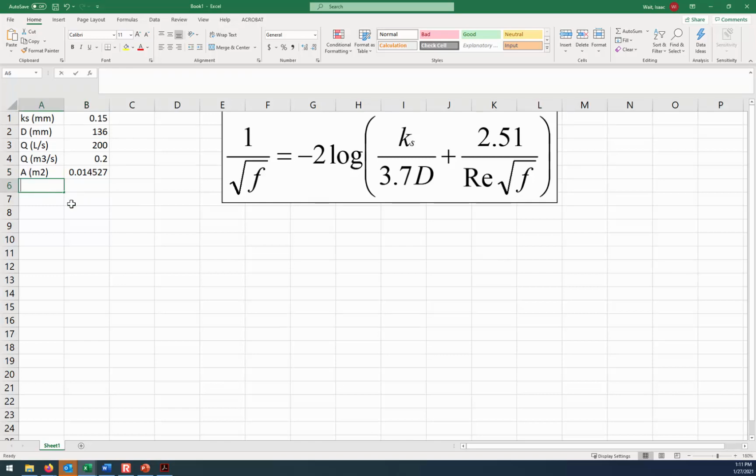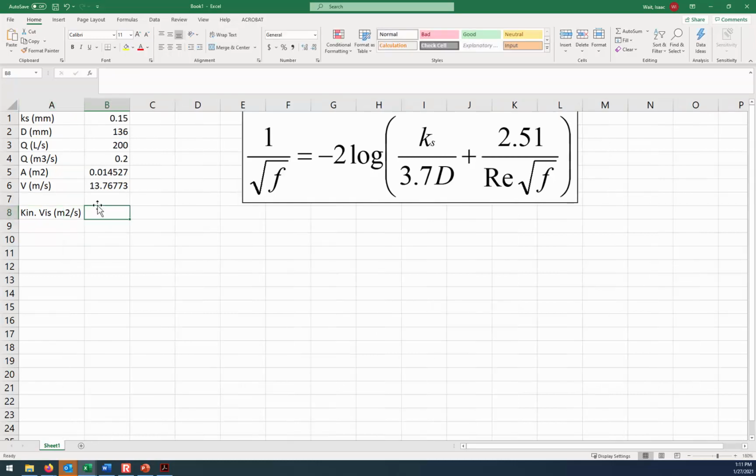All right, so then the velocity in terms of meters per second is going to be Q divided by A. So flow rate divided by area gives me 13.77 meters per second. So the water's really moving fast through this conduit. All right, now it'll be easier for me to calculate the Reynolds number. Let me just put the kinematic viscosity in terms of meters squared per second, just so that we have that available to adjust as necessary.